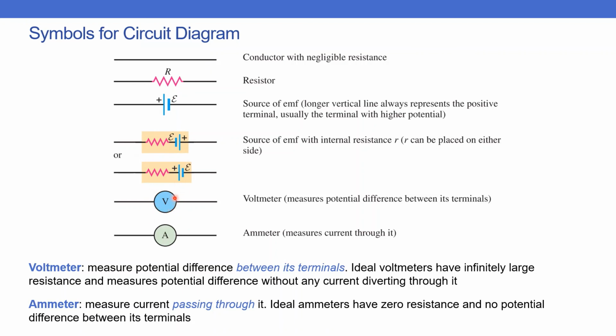A circle with V and a circle with A mean voltmeter and also ammeter. A voltmeter measures potential difference between its terminals. Ideal voltmeters have infinitely large resistance and measure potential difference without any current diverting through it. An ammeter measures the current passing through it. Ideal ammeters have zero resistance and no potential difference between their terminals. I will talk more about voltmeters and ammeters in our next chapter.